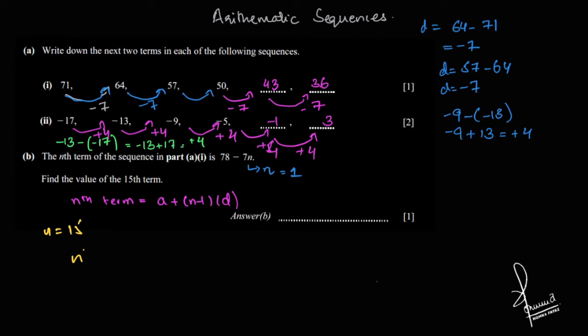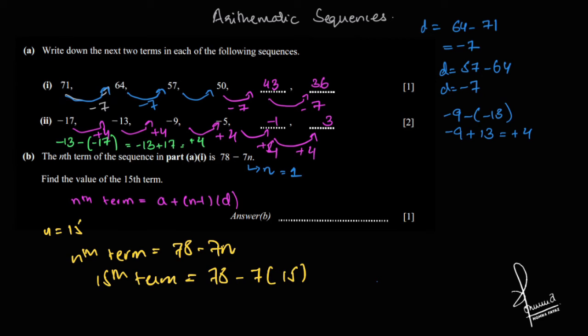So you will do nth term अगर आपके पास 78 minus 7n है तो 15th term आपके पास हो जाएगी 78 minus 7 into 15 for n is equals to 15, which will equal to -27. So -27 is the answer.